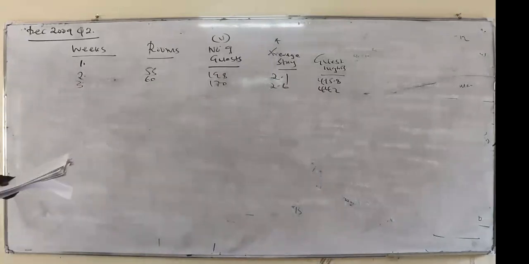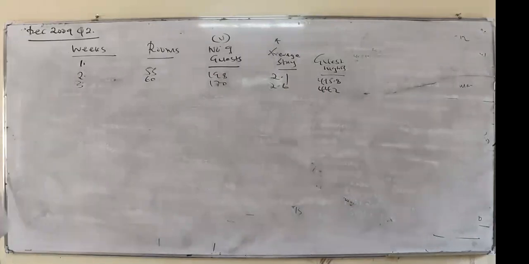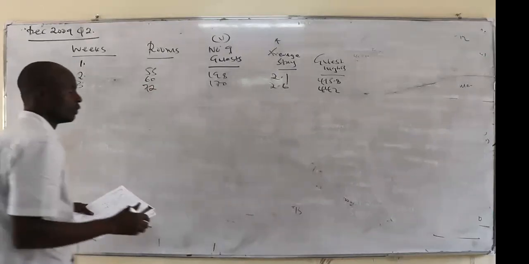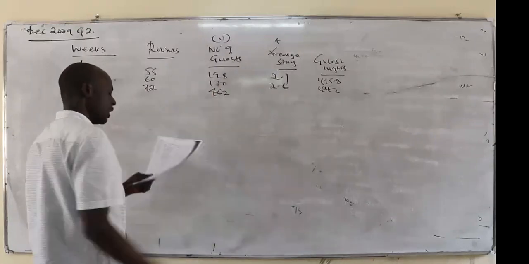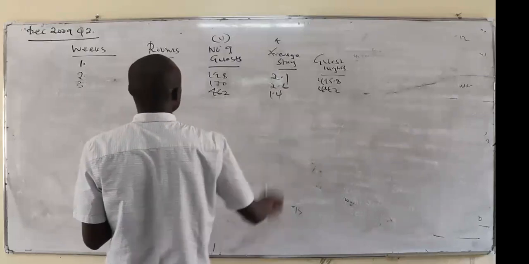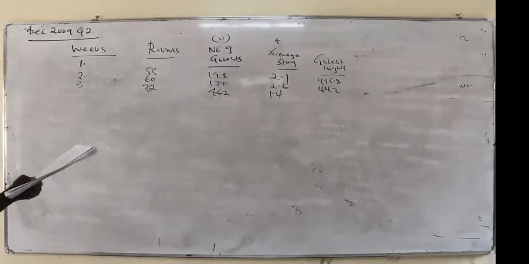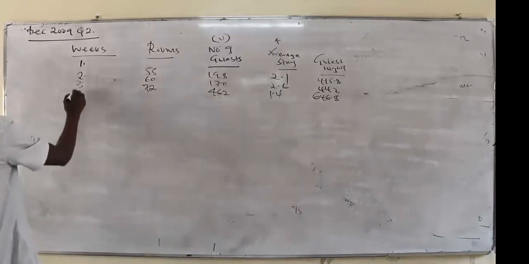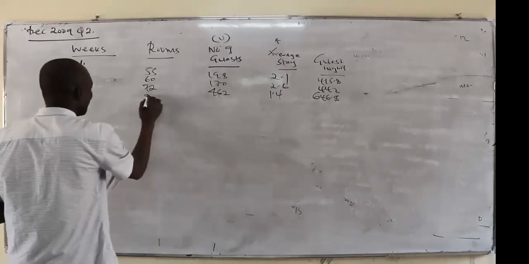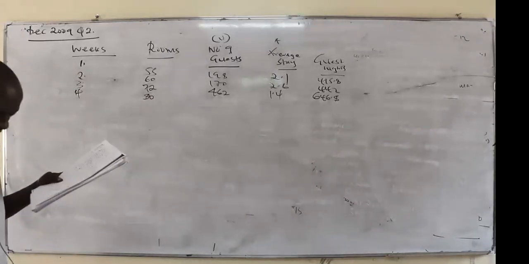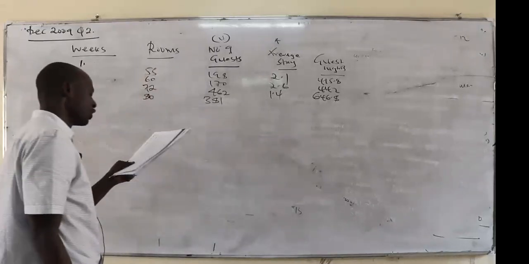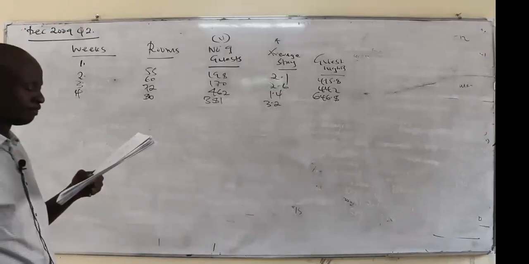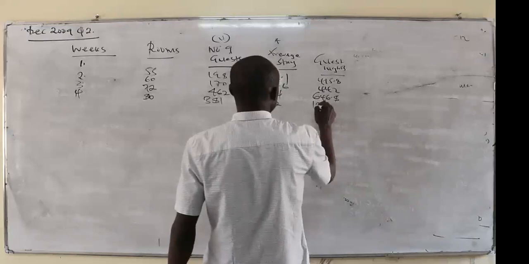And then we have week number 3. How many rooms? We have 72 rooms here. Number of guests? 462. Average stay? 1.4. That gives 646.8. And then we have week 4. How many rooms? 80. Number of guests? 381. Average stay? 3.2. The guest nights is 1219.2.